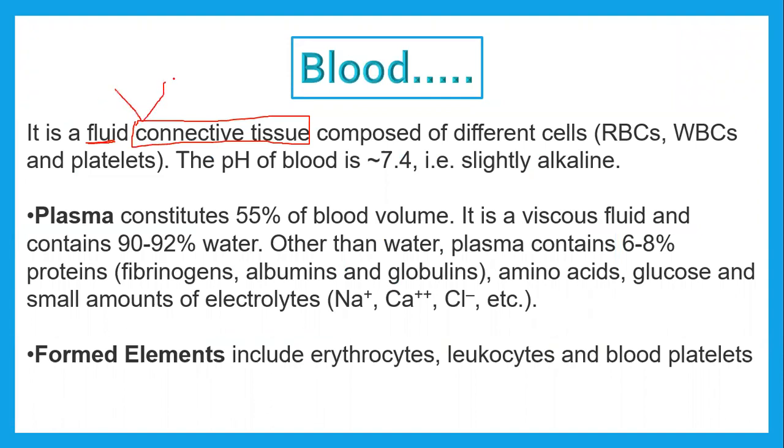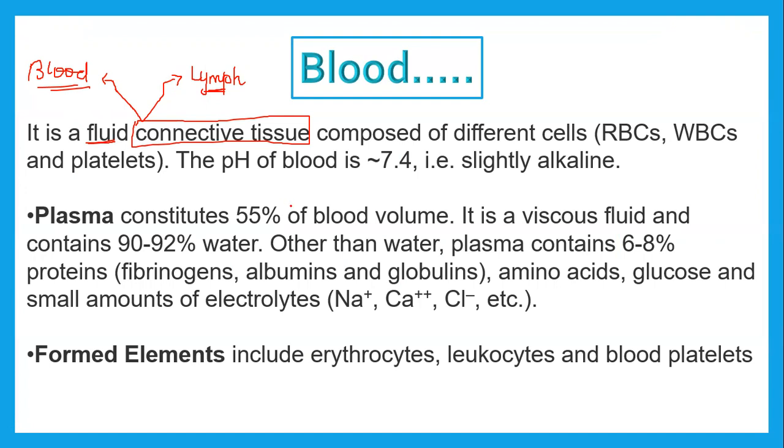Fluid connective tissue is mainly divided into two. One type of fluid connective tissue is the blood, and the other type of fluid connective tissue is the lymph. Lymph and blood have similar functions. Most of the functions are similar, but there are some differences also. Blood is red in color, lymph is yellow in color due to the variation in their components. For example, in blood, you will have different types of cells: RBC, WBC, platelets. But in lymph, you won't have the RBC. That is why it is straw yellow in color, the lymph.